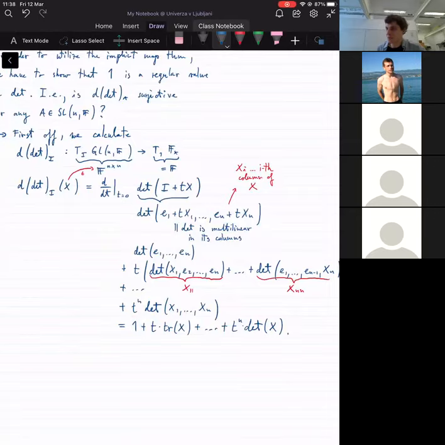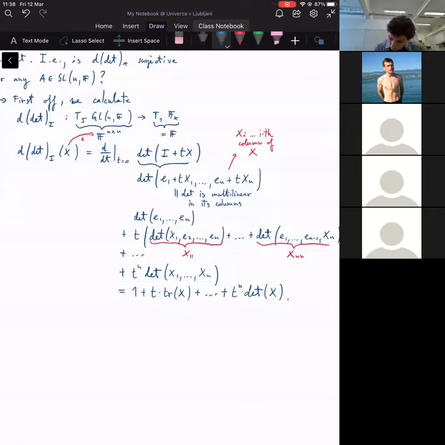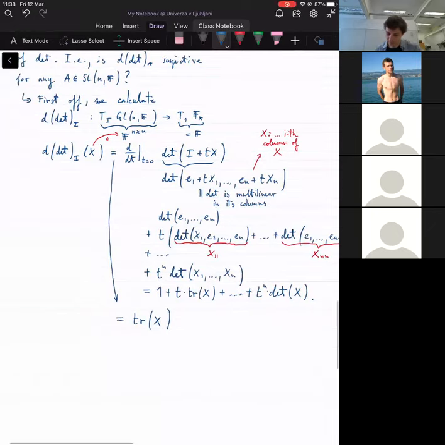This is really nice because now we see what's going to happen. Only the trace is going to survive. Trace of X survives and everything else falls away. So we've determined what the derivative of the determinant at point I is.